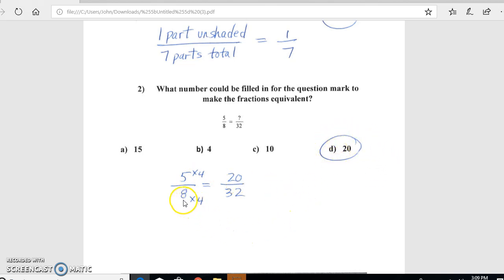So whatever number you need to multiply the bottom number by, you multiply the top number by that same number in order to find the numerator.